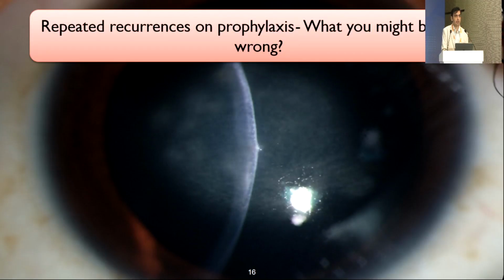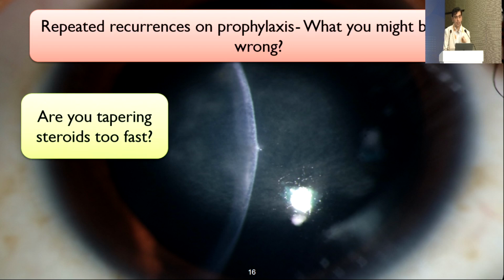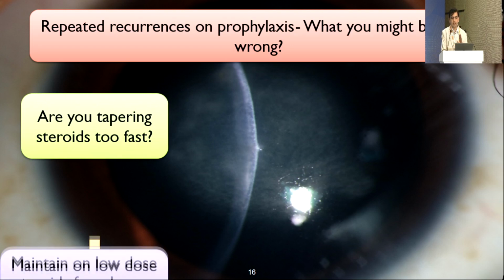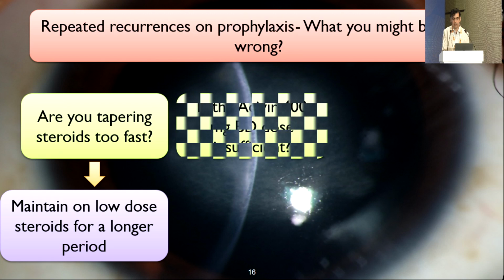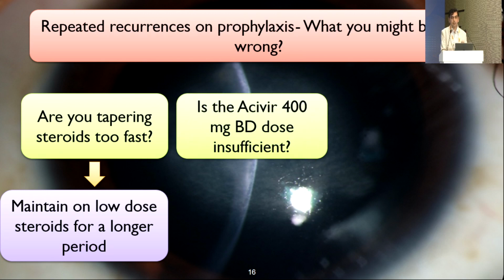So if the patient has repeated recurrences on prophylaxis, what might you be doing wrong? The first thing to look at is, are you tapering the steroids too fast? That means you have to maintain this patient on a lower dosage of steroids for a longer period to keep the inflammation in check. This is the most common cause of recurrences, that you are tapering the steroids too fast.